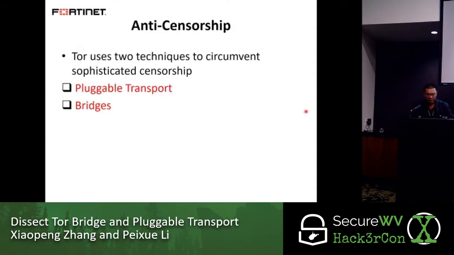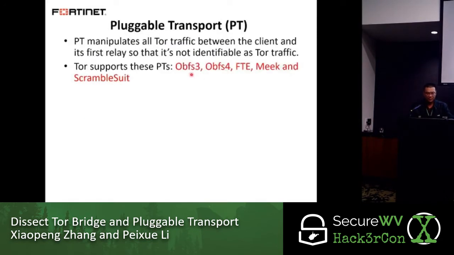Excuse me. Tor introduced 2 techniques to circumvent censorship. They are pluggable transport and bridges. PT is short for pluggable transport, which manipulates the Tor traffic between the Tor client and the Tor relay, so that it is not identifiable as Tor traffic.